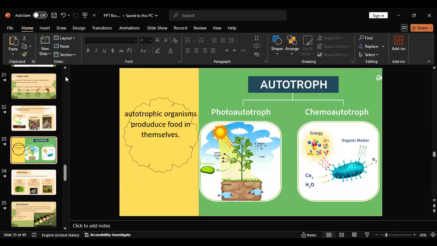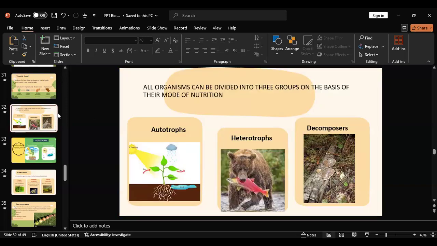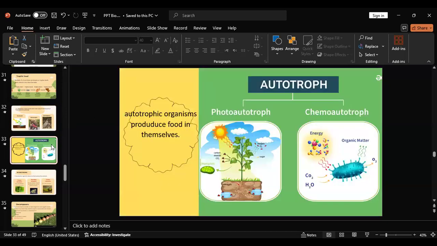Here you know that we humans belong to the heterotrophs. And the fungi and the bacteria belong to the decomposers, right? Plants and algae belong to the autotrophs, right?